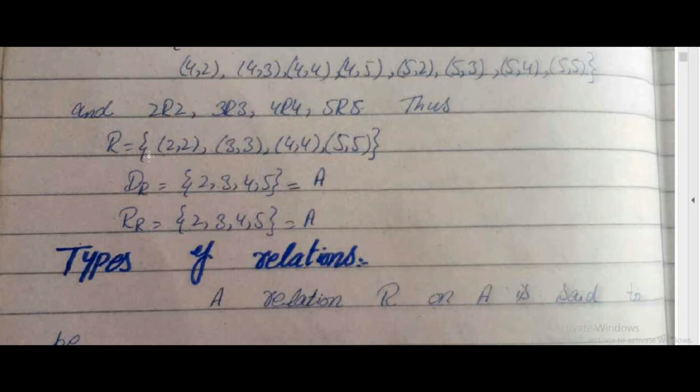We have to decide the domain and range from this relation set. In this relation set, you can see that 2 is related to 2, so the first number, which is 2, will belong to the domain, and the second number will belong to the range. And then the range of R is equal to 2, 3, 4, 5. Next we have the types of relation.